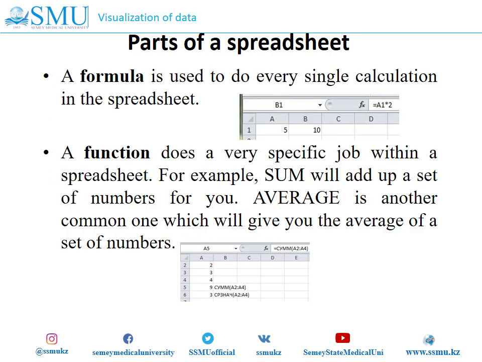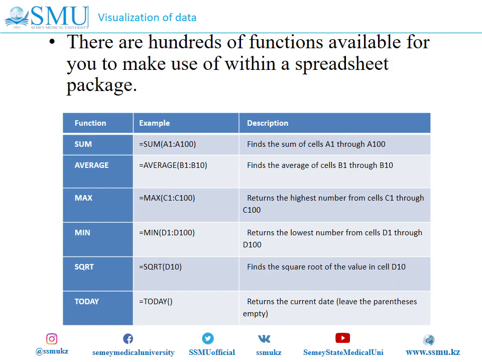There are different parts of a spreadsheet. A formula is used to do every single calculation in the spreadsheet. And there is a function, which does a very specific job within a spreadsheet. For example, sum will add up a set of numbers for you, and average is another common one which will give you the average of the set of numbers. There are hundreds of functions available for you to make use of within a spreadsheet package.